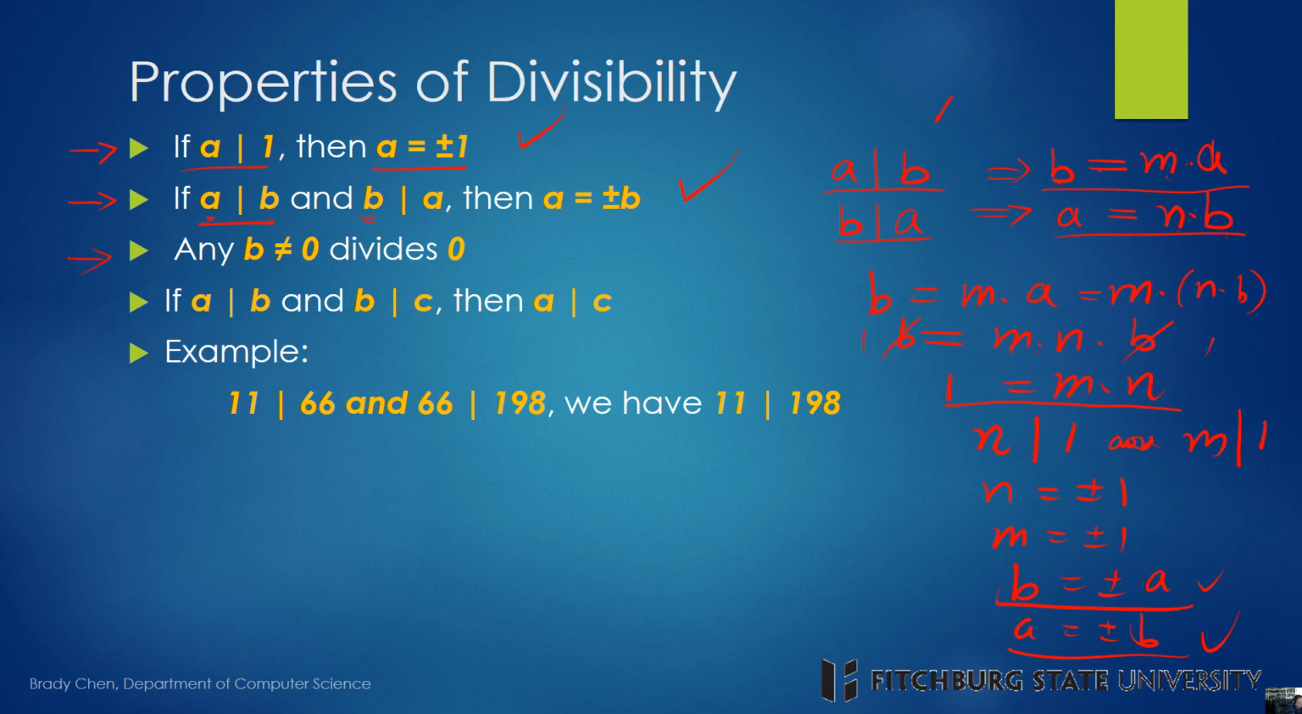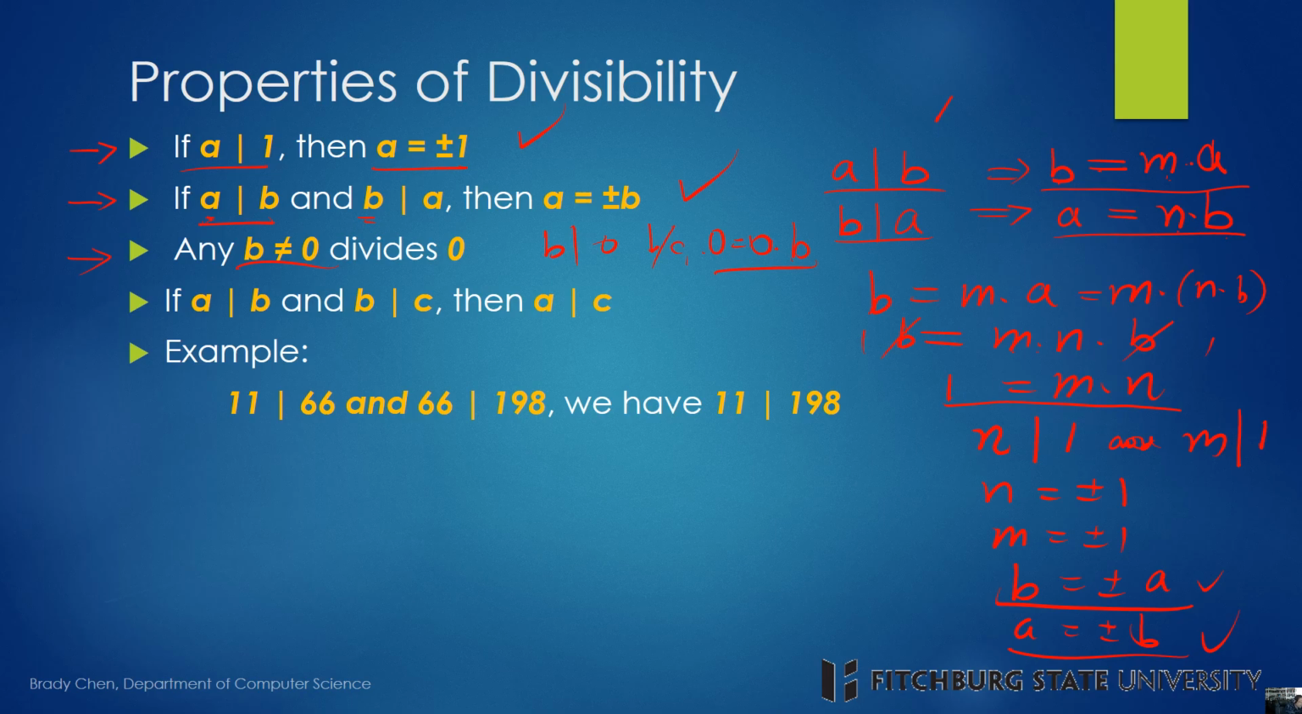That's trivial. Any B which is non-zero divides 1 or divides 0. So that means B divides 0 for any non-zero number. Why? Because 0 can be written as B times 0, right? So B divides 0.